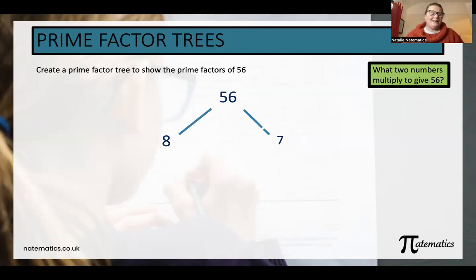Okay, so 8 and 7. I have my daughter behind me here. She may chirp in now and again, but I've told her she's got to be quiet. And it's good revision for her because she's actually doing her GCSE this summer.